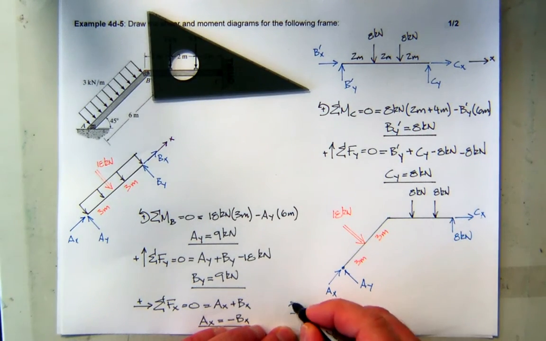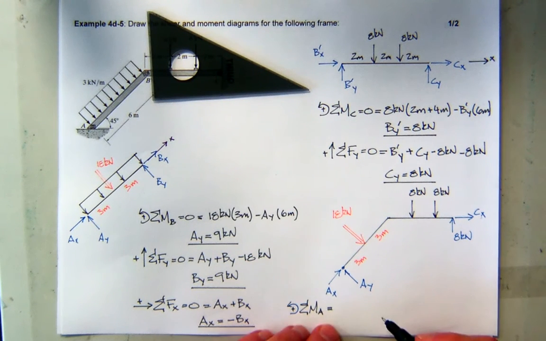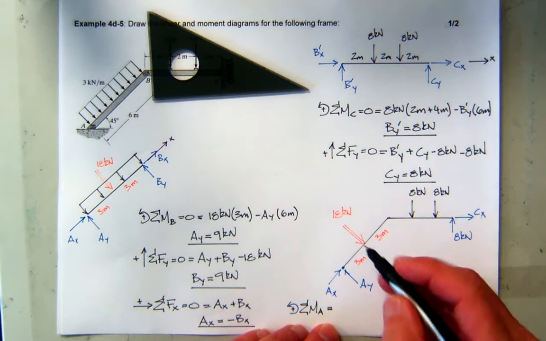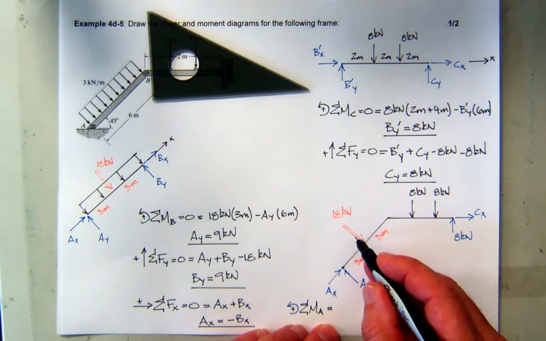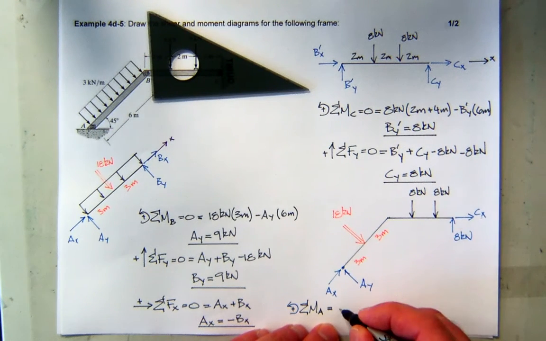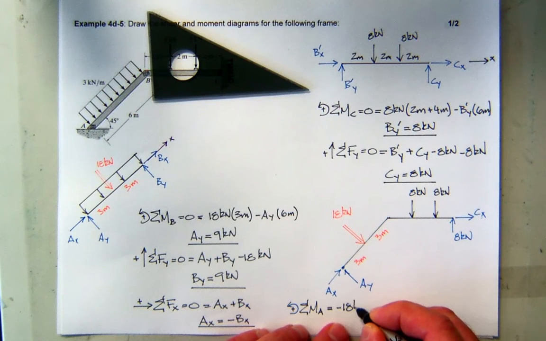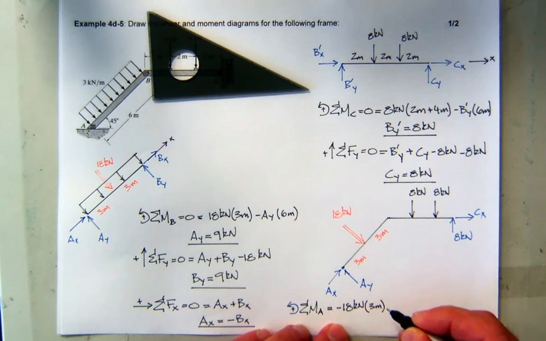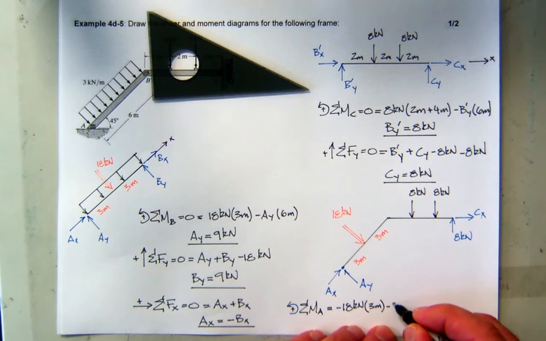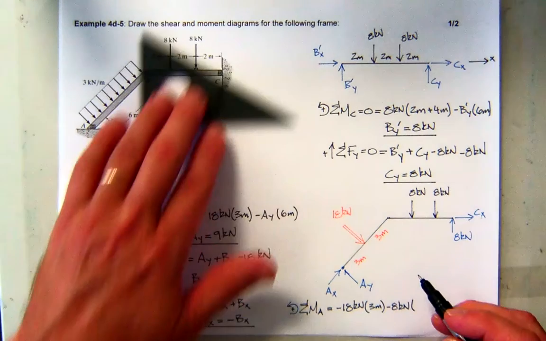So if we sum moments about A, let's see. All these forces on the top will create negative moments. So the first one is 18 kilonewtons times 3 meters. The next one is 8 kilonewtons. Now what's that moment arm?